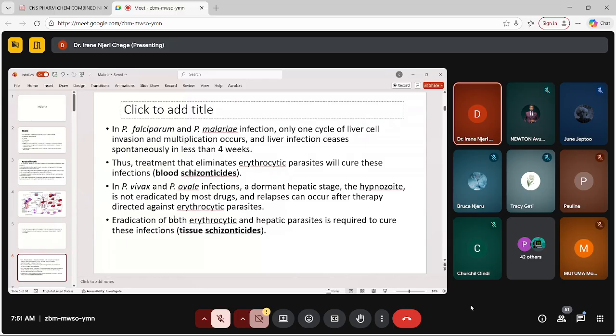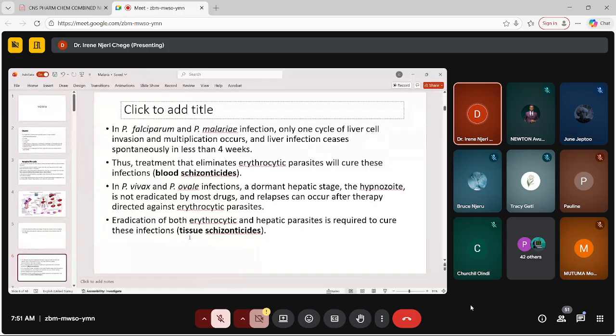Now, if you want to eradicate both the liver parasite and the blood parasite, we call those drugs tissue schizonticides. Why? Because they're able to go into the liver and eradicate the hypnozoites that are dormant and can cause relapse malaria later on. So you can stop me at any time. You can ask me to repeat.